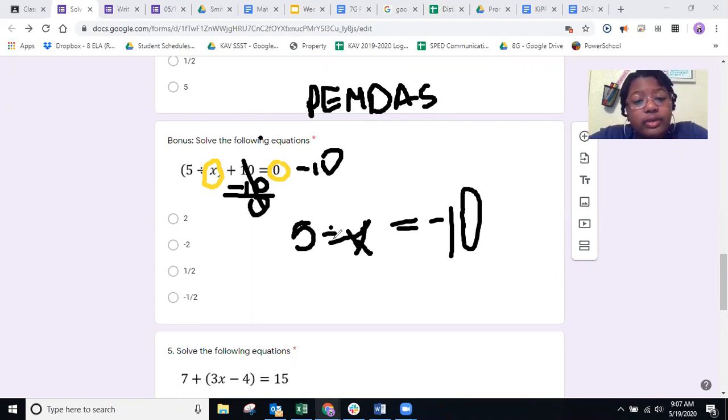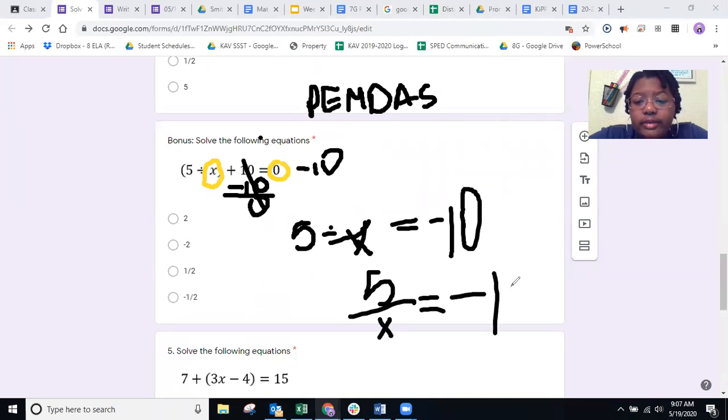So we have this thing where we're doing 5 divided by x. Remember, that also looks like 5 over x. So that equals negative 10. We can't multiply by x's, but we can think of this as a fraction. So this would be equivalent to 5 over 1, x equals negative 10. So since we're doing division, the opposite of that is multiplication.